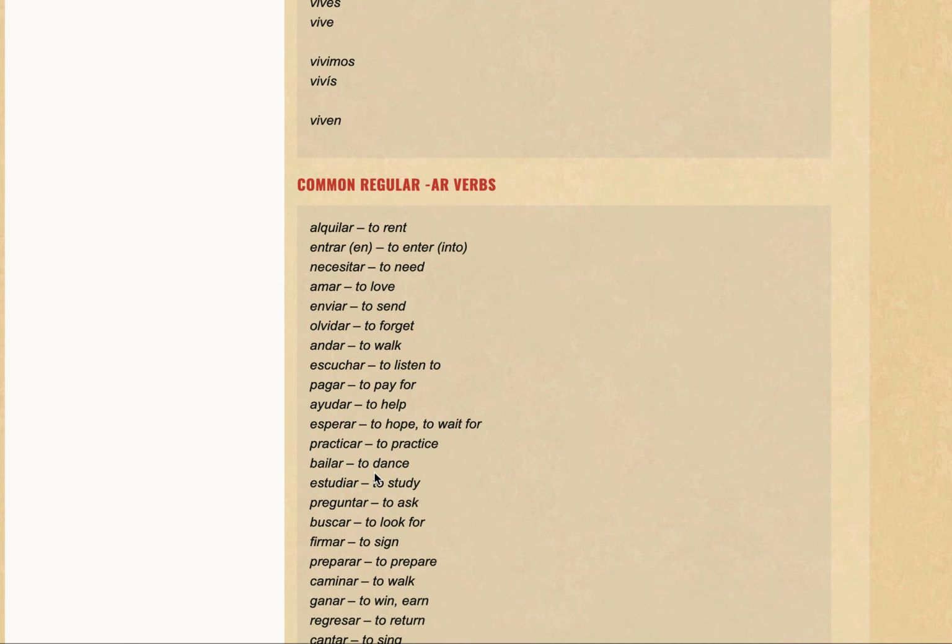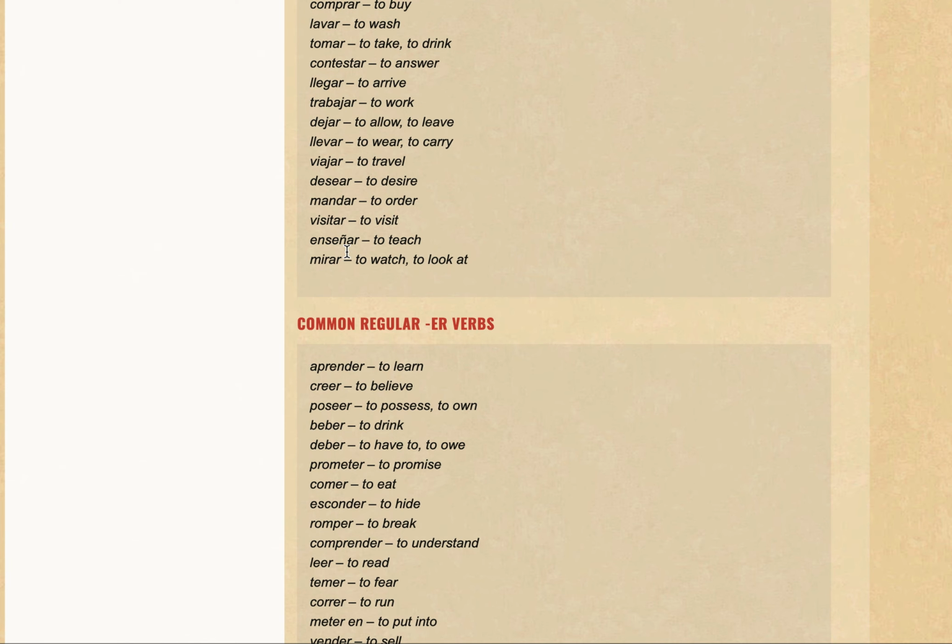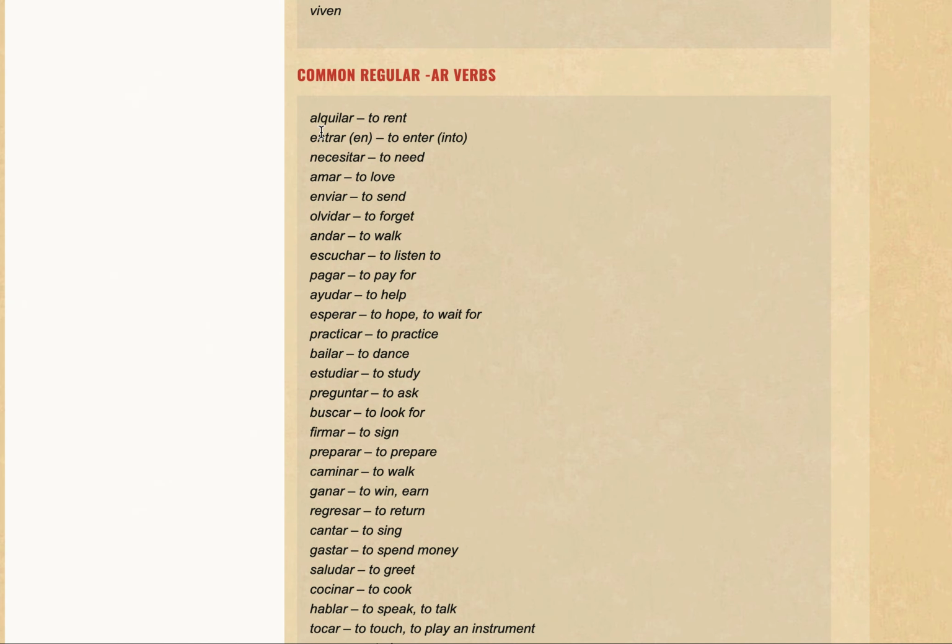Okay, and now they're listing common ar verbs. So we already know that we have hablar, and just recently we also looked at necesitar, right? Which was conjugated, and it was transformed to necesito. Necesito hablar. Okay, so let's look at some of the forms. It's a long list, but let's try to pick a few.